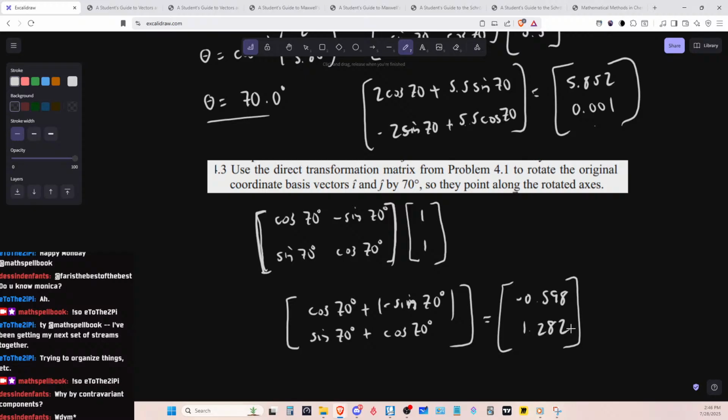Why by contravariant components? What did you mean by the last thing you wrote, Dennison? WDYM? Or were you typing? What do you mean? Is that what you shortened it to?